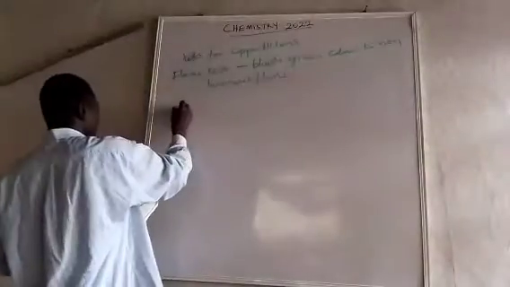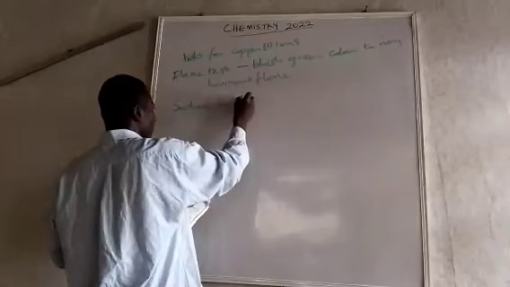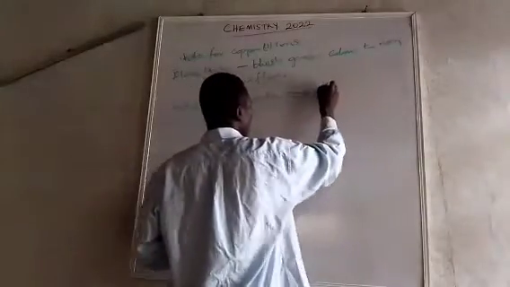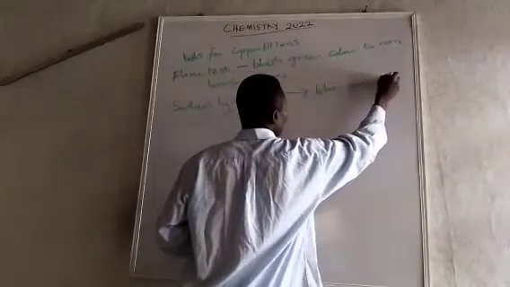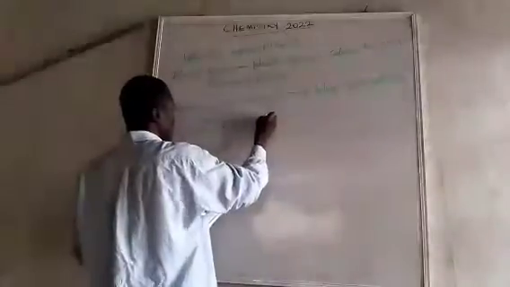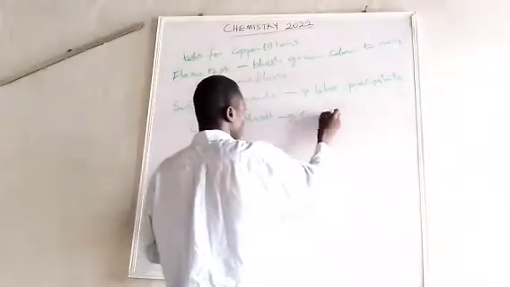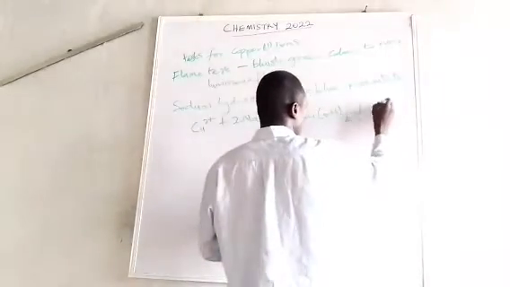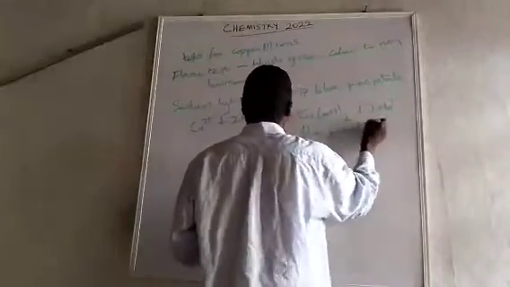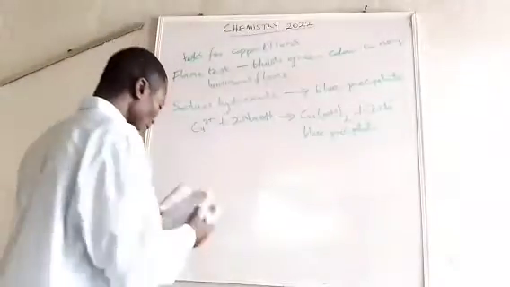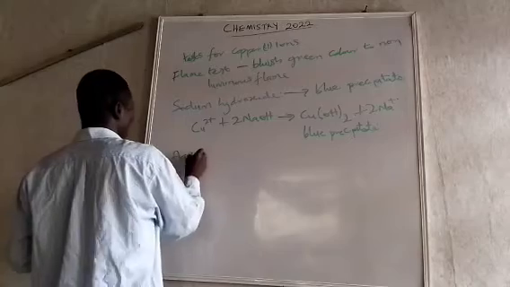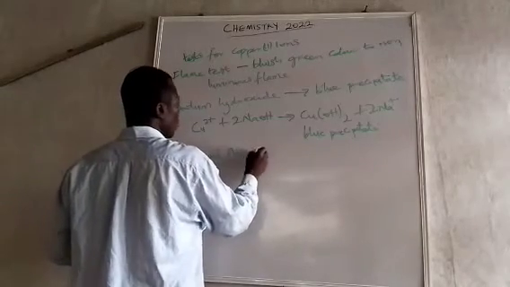Sodium hydroxide test. It will give us a blue precipitate. We have Cu2+ plus 2NaOH, because it's sodium, it will replace the sodium there. You know, they will interchange in the salts. Now, aqueous ammonia. That is ammonia dissolved in water.